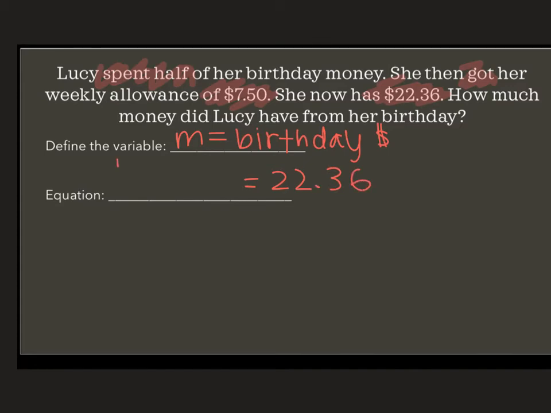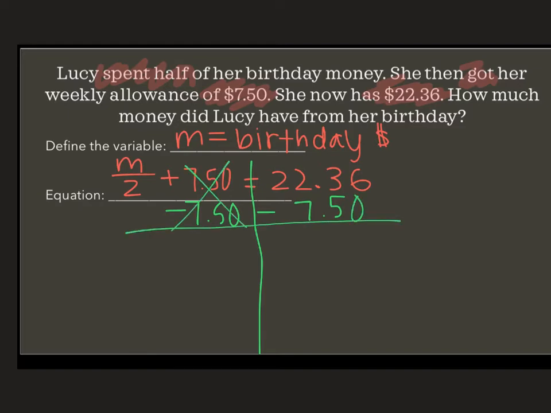To start, she started with M amount and then she gave away half of it. So her birthday money was divided into 2, right? So M divided by 2 shows her spending half of her birthday money. And then if she got her weekly allowance, that means she gained $7.50. So there's our starting equation. From here, let's solve. Start by subtracting 750. Make sure you line up those decimals. Bring down my M over 2.